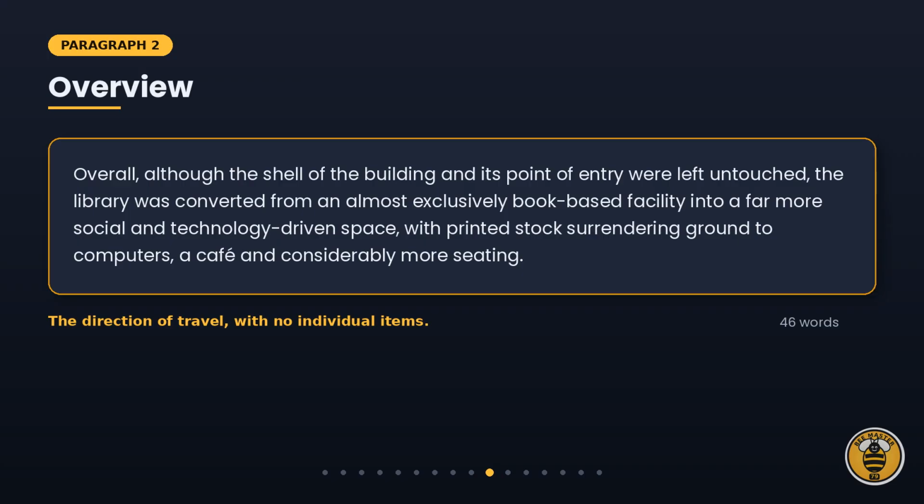Paragraph 2. The overview. Overall, although the shell of the building and its point of entry were left untouched, the library was converted from an almost exclusively book-based facility into a far more social and technology-driven space, with printed stock surrendering ground to computers, a cafe, and considerably more seating. No individual items, just the shape of the change.